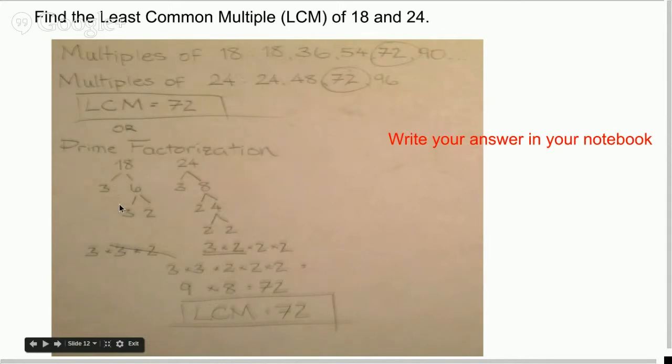18 turns into 3 times 3 times 2. 24 turns into 3 times 2 times 2 times 2. Both of these share a 3 times 2. So we get rid of one of the 3 times 2s and then multiply all of these. Okay, so you just get rid of one of the shared factors. So 3 times 3 times 2 times 2 times 2 gives us 72.